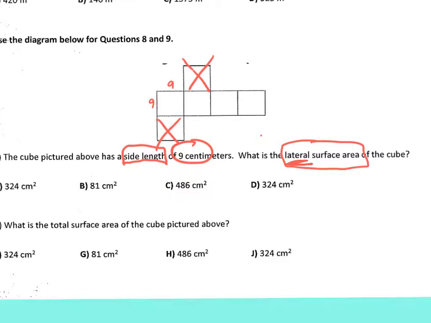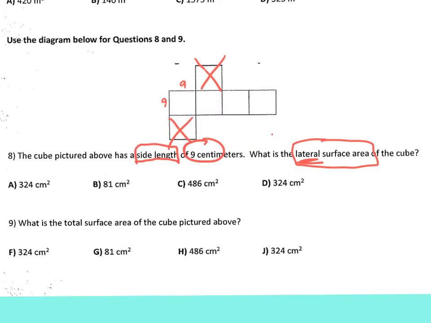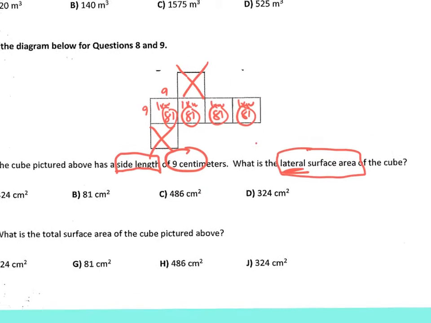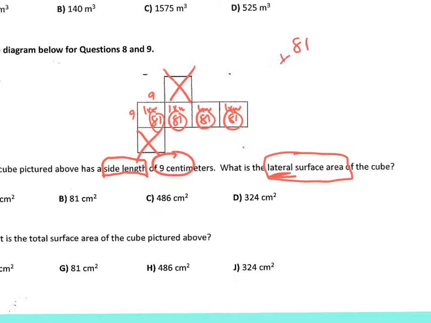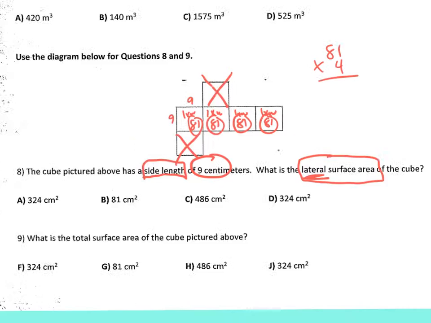Lateral surface area. Okay, and then how are we going to find the area of these squares? What formula? Length times width. So what is 9 times 9? 81. So that means all of these little squares are 81. So the easiest thing to do, you can add them all together, or since there's 4 that we need to find, I would say 81 times 4.